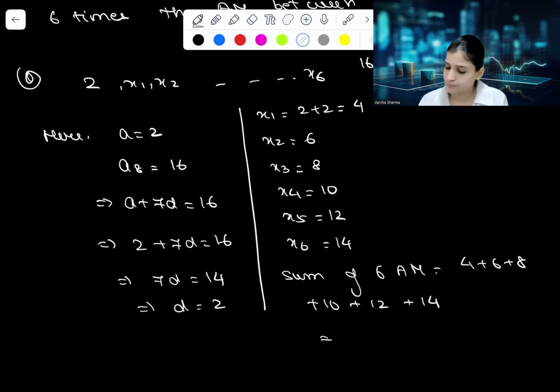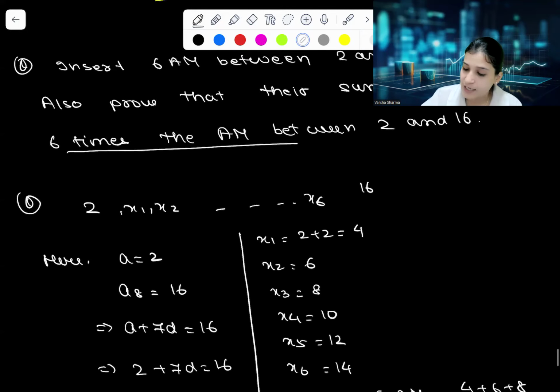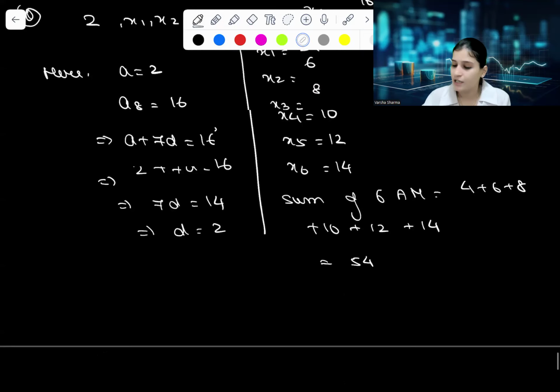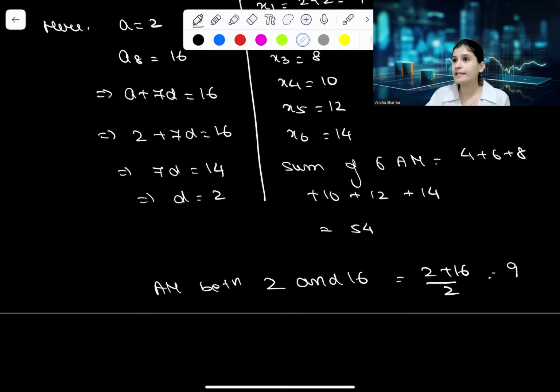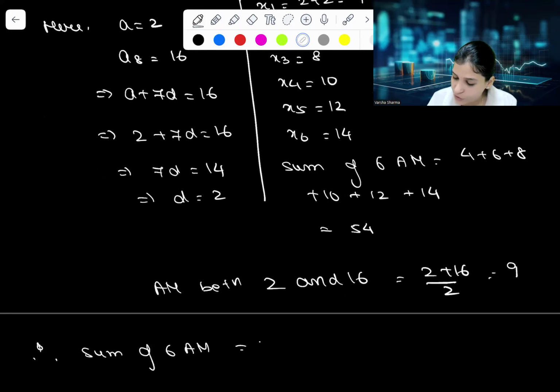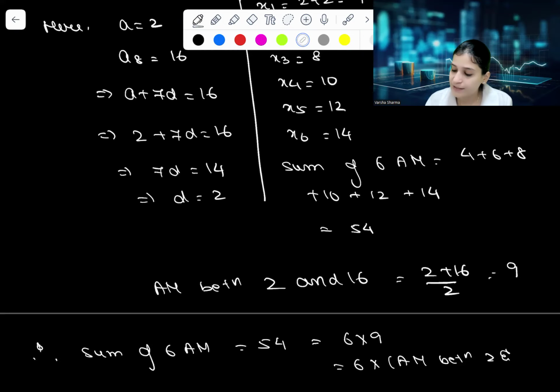54. Done? And it is 6 times the arithmetic mean between 2 and 16. So, what is the arithmetic mean between 2 and 16? (2 plus 16) by 2, that is 9. Therefore, the sum of 6 arithmetic means, which we got to be 54, can be written as 6 into 9. And instead of 9, I can write the arithmetic mean between 2 and 16.